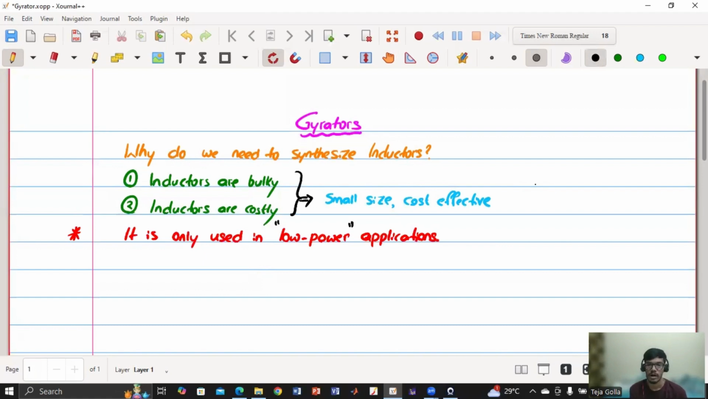And if our applications are high power, then we cannot synthesize because these are only limited for less power. So in that case, you need an actual inductor, not the synthesized one, and you have to use that inductor as it is. But when your application is low power, then in order to save size as well as cost, you can emulate the inductors and use this synthesized inductor in your circuit. So that's the overall background of why we need a Gyrator circuit.